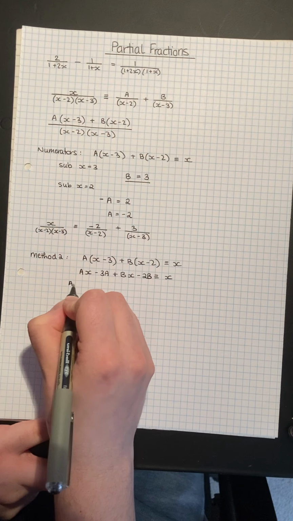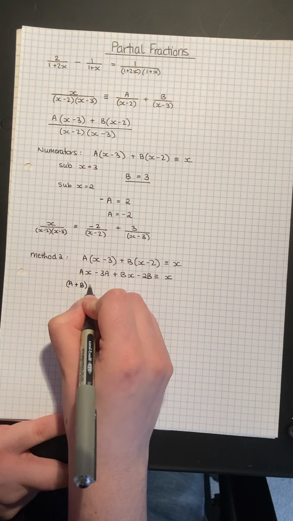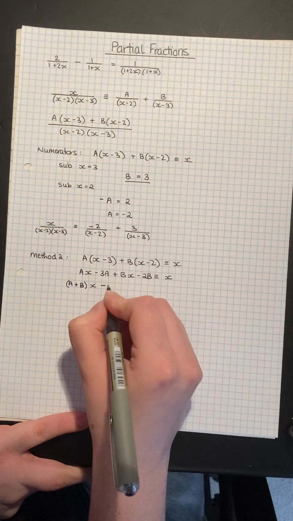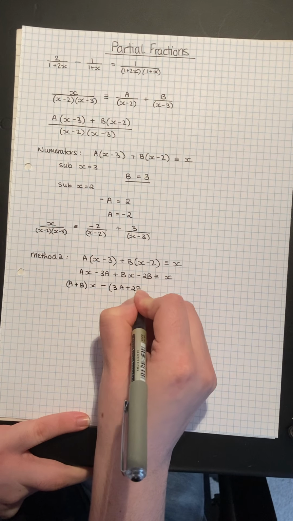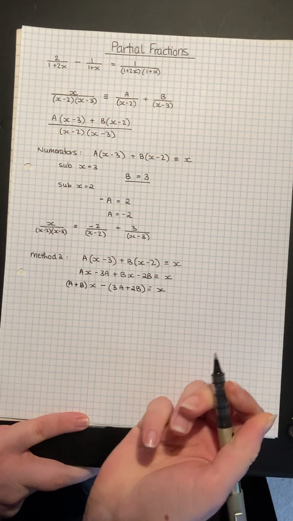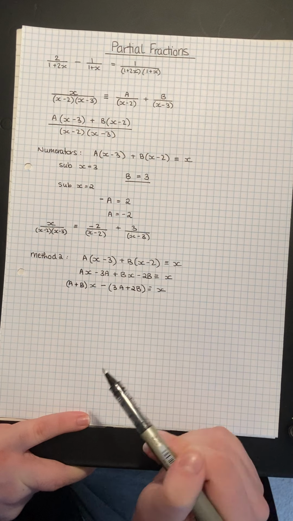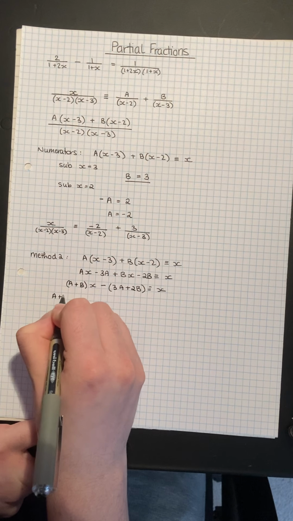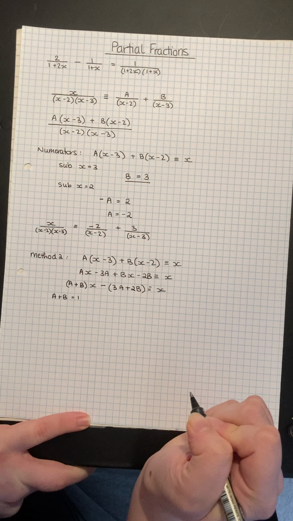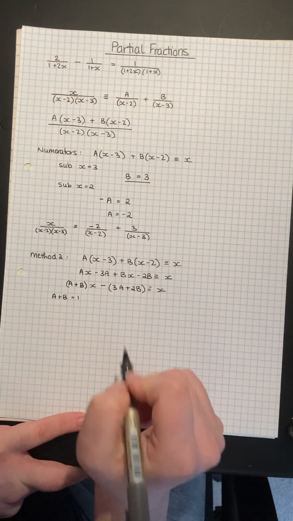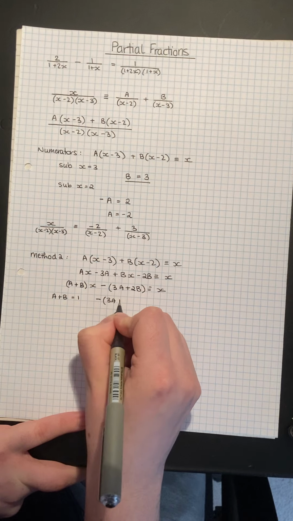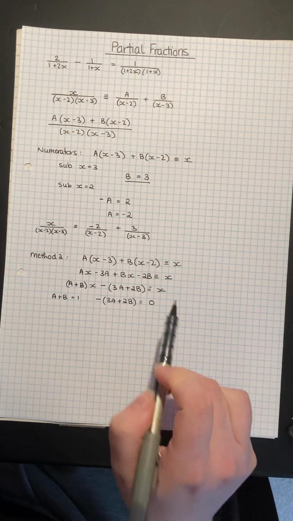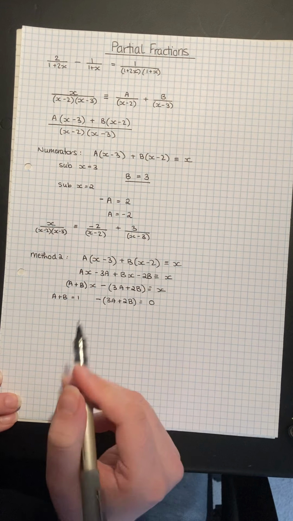so we're going to have a plus b, x, minus 3a plus 2b is identical to x, and then we can compare coefficients. So we know that a plus b needs to equal 1 because the coefficient of x is 1, it's just 1x there, and we know that negative 3a minus 2b needs to equal 0 because there's no number there with x.